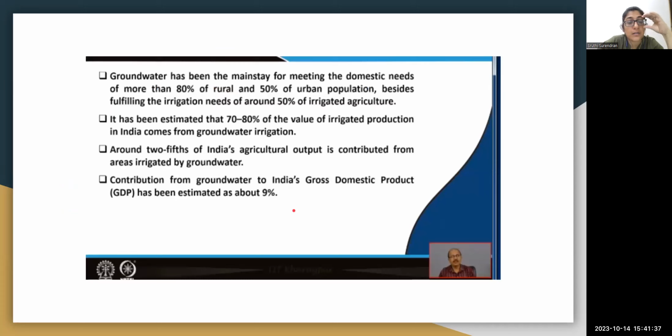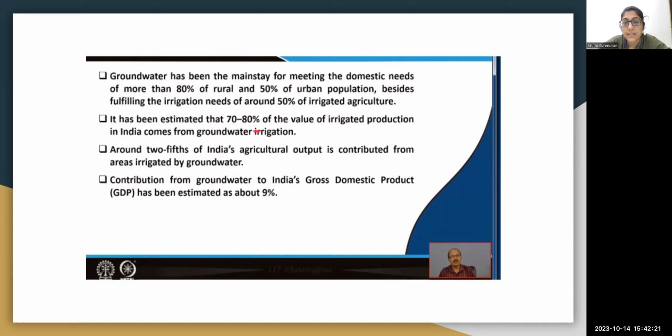So groundwater is providing around 80% of the rural domestic needs, and for urban areas it contributes around 50% of the domestic needs. Besides domestic purposes, around 50% of all irrigated agriculture, out of the total 100% of agriculture happening, is contributed by groundwater. So domestic needs in rural areas, around 80%, are fulfilled by groundwater, 50% in urban areas, and 50% of agriculture.